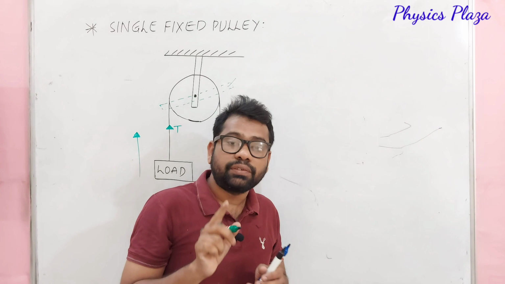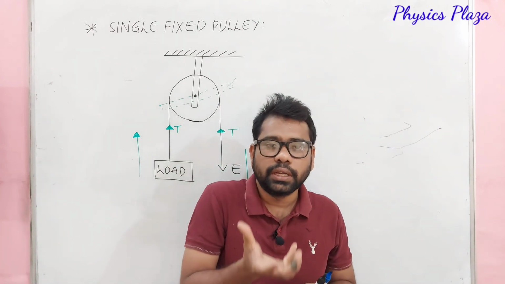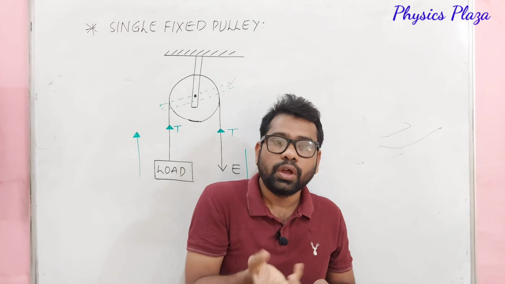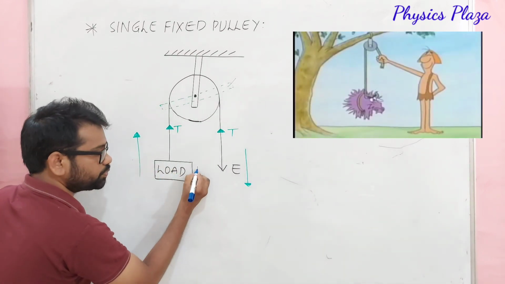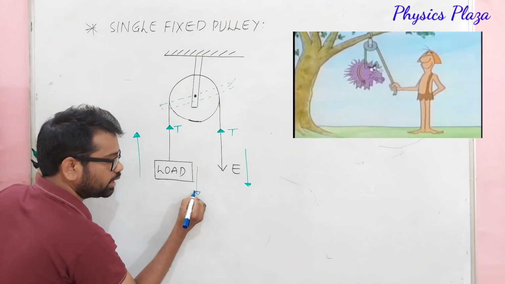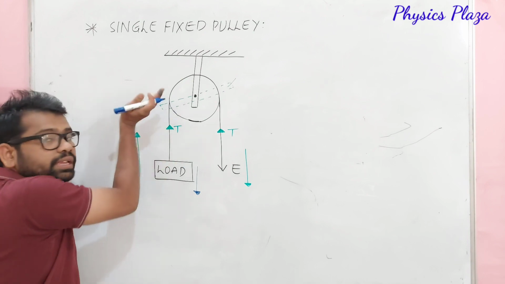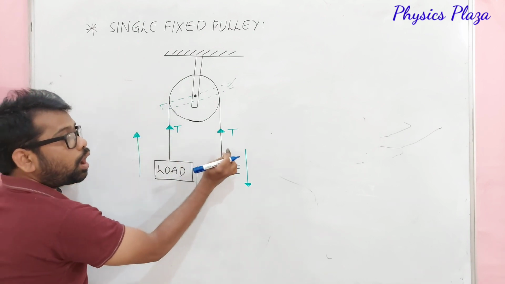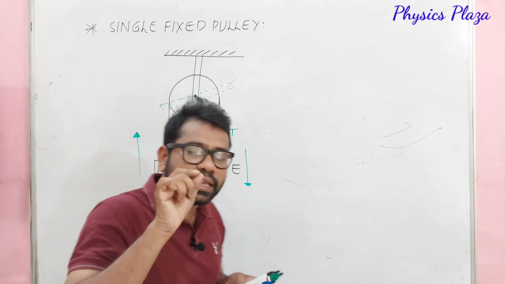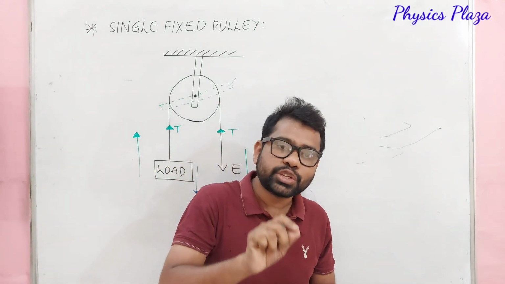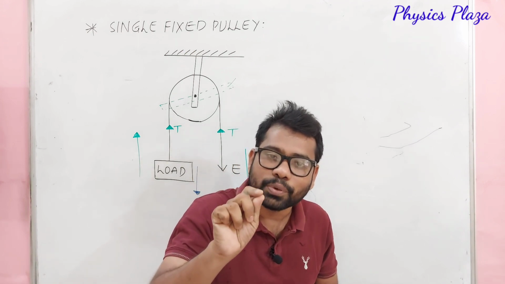But one very important thing which you should not forget, what is that? Load is nothing but what, children? The gravitational pull. So load direction will be downwards only. Children, don't get confused here. Load direction is downwards only, but it is displaced opposite to the effort direction. This is very, very important. In a single fixed pulley, effort displacement and load displacement will be in opposite directions.